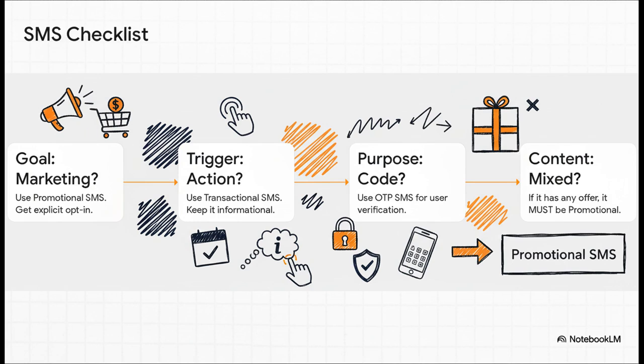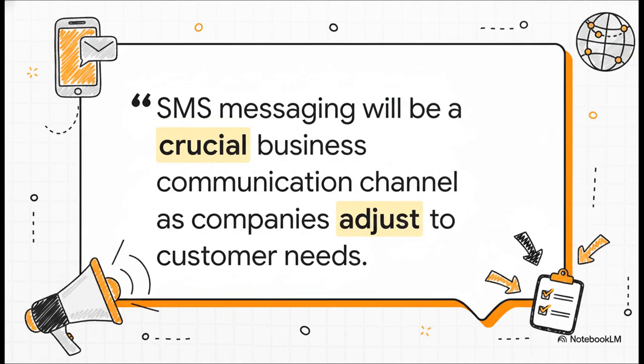Was it triggered by something the customer did? That's transactional, and you have to keep it informational. Is it for security and it has a code? That's OTP. And please remember step 4. This is the golden rule. If your message has any kind of offer in it, even a tiny one, it automatically becomes a promotional SMS. No gray area there.